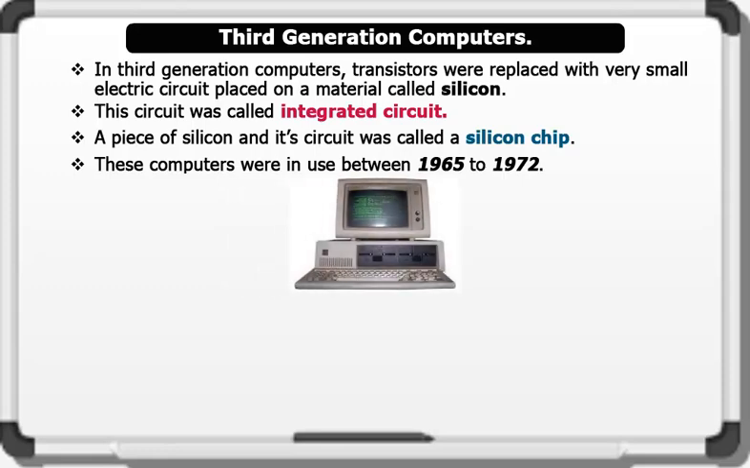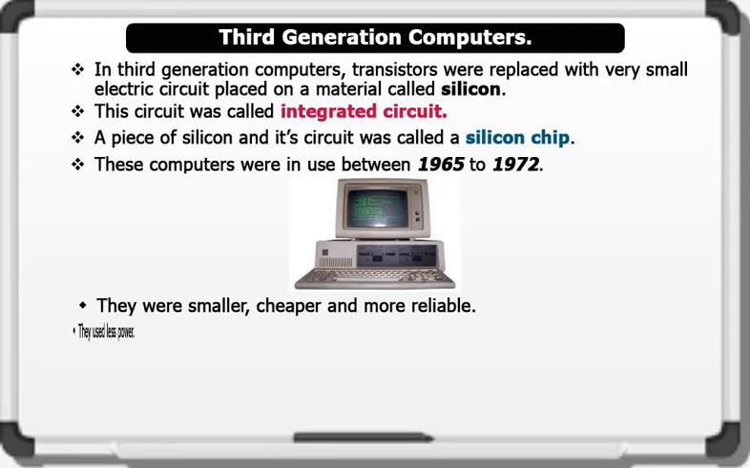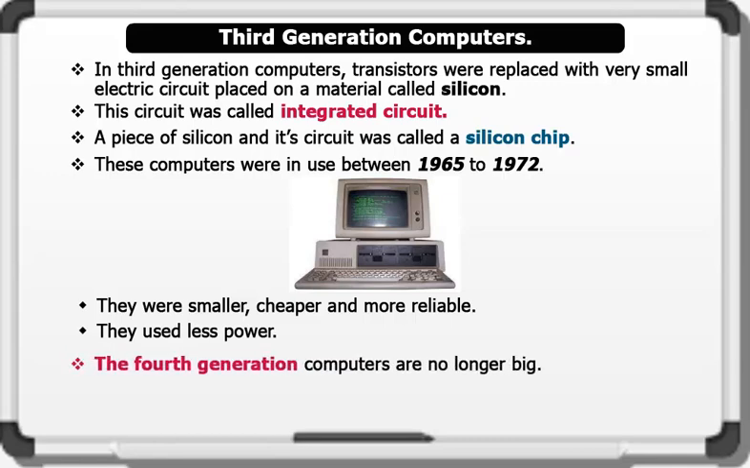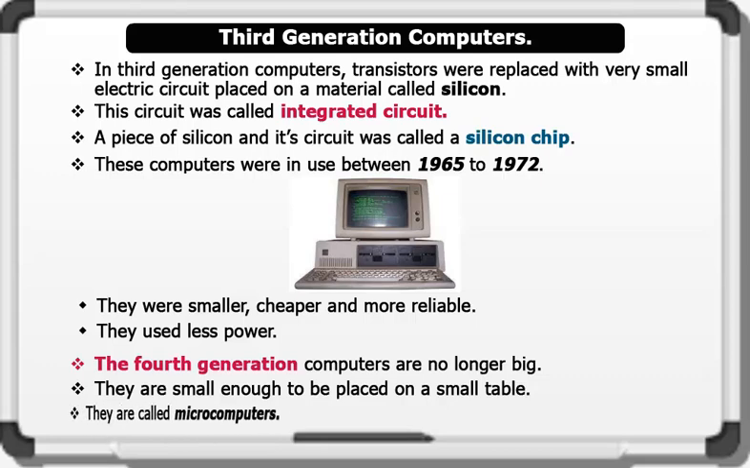Some features of the third-generation computers include: 1. They were smaller, cheaper, and more reliable. 2. They used less power. Note that the fourth-generation computers are no longer big. They are small enough to be placed on a small table. They are called microcomputers. That's good.